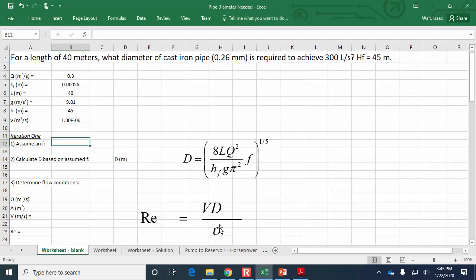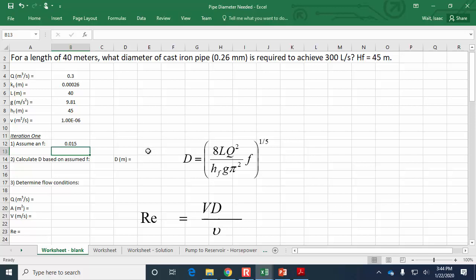Okay. So some assumption for an F value. I'm just going to guess a bad guess. Like a good guess would be 0.02. I mean, most F values are about in that range most of the time. But just to prove to you that it can still converge to the right answer even with a bad guess, I'll let it be 0.015. So a little bit lower than would be realistic.